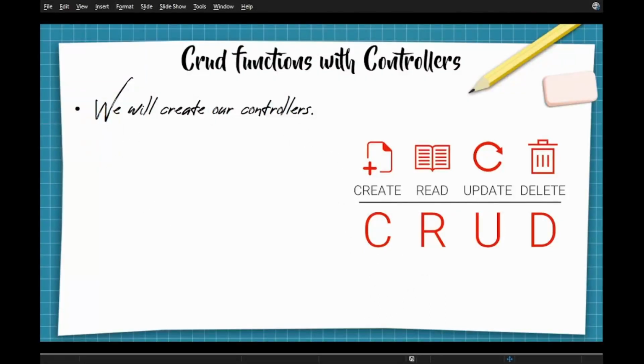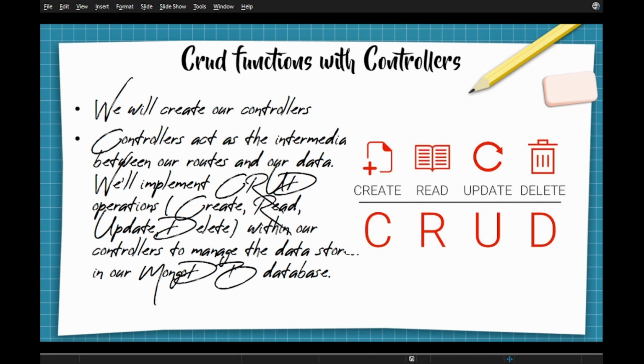Next, we are going to be talking about controllers. Controllers are like the middlemen between routing and our data. We will implement CRUD operations. CRUD here stands for creating, reading, updating, and deleting. Within our controllers, we manage data storage in our MongoDB.